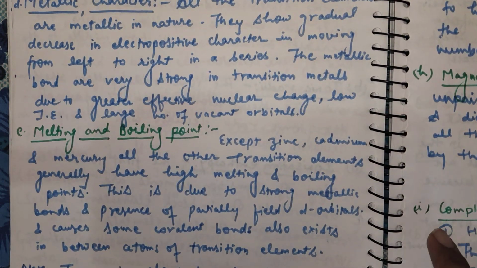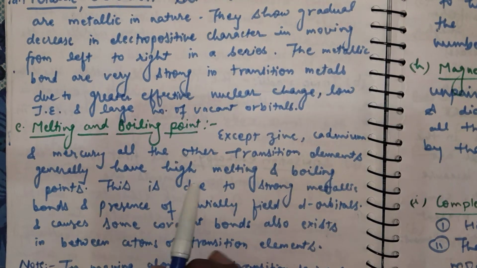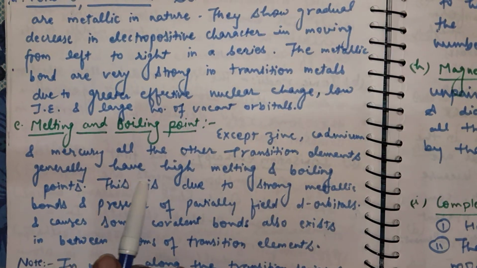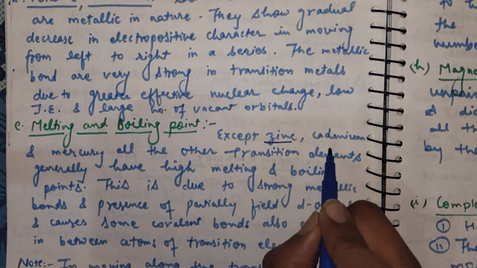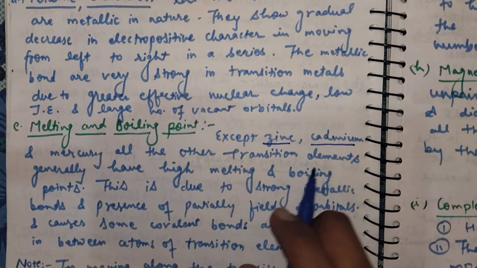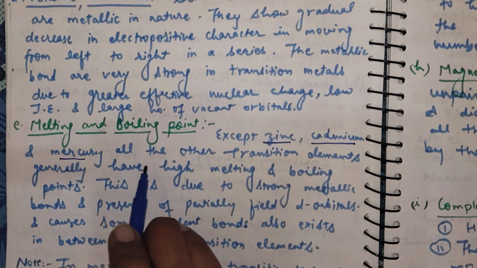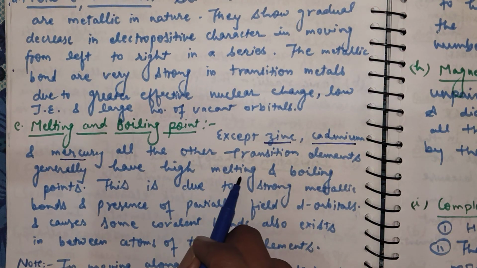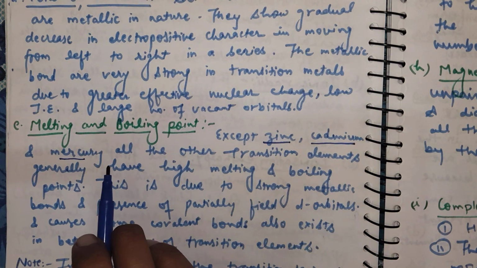Now come to the metallic melting and boiling point. Except zinc, cadmium and mercury, all the other transition elements generally have high melting and boiling point, because zinc and cadmium have no unpaired electron. All d orbitals are completely filled. So zinc, cadmium and mercury do not have high melting and boiling points because of completely filled d orbitals.